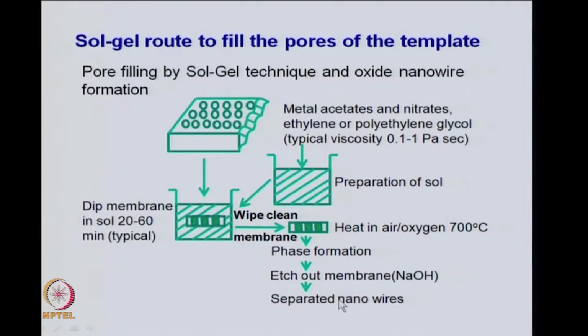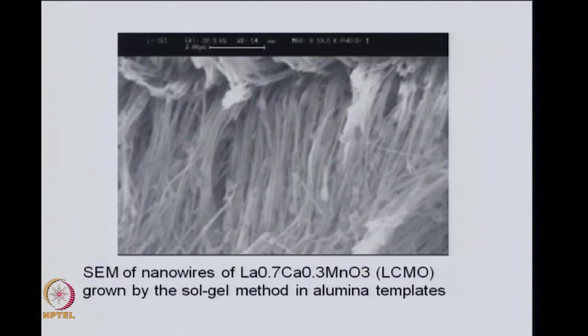So, this is one of the most common and very widely used methods, where you use the sol gel process. So, this is the sol, and after you heat it, it becomes a gel and then an oxide, and that remains within the pores, and the remaining template is etched out using sodium hydroxide. So, this is a very common technique of making nano wires.